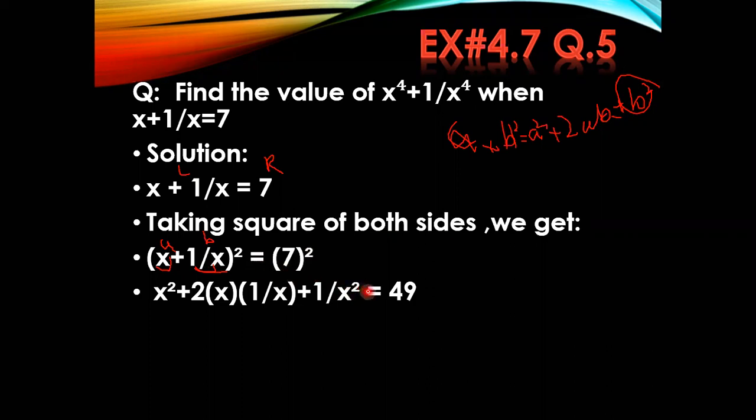Now moving on to the right hand side. Now we will take the square of 7, so 7 multiplied by 7. What will it become? Square of 7, 7 multiplied by 7, it will be equal to 49.